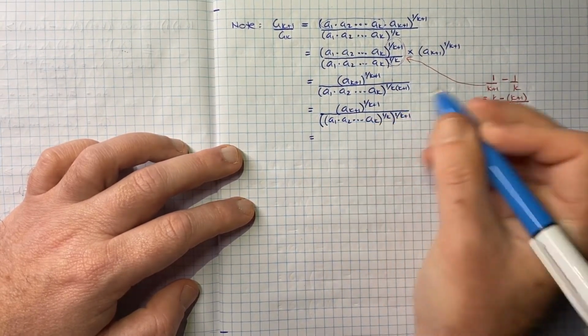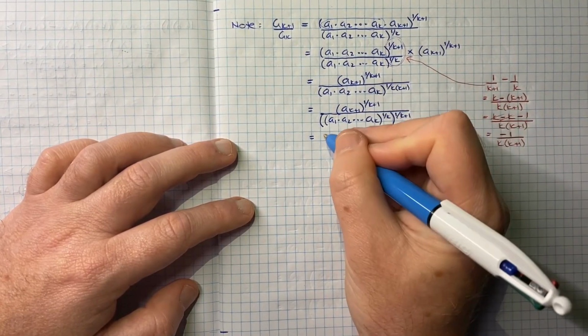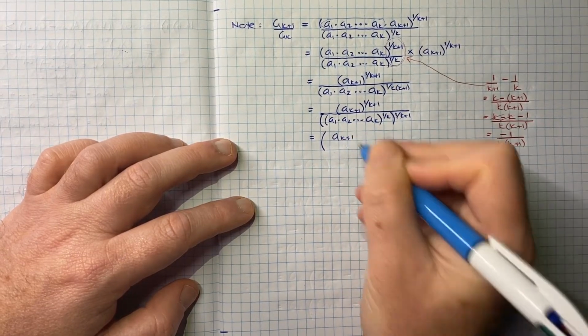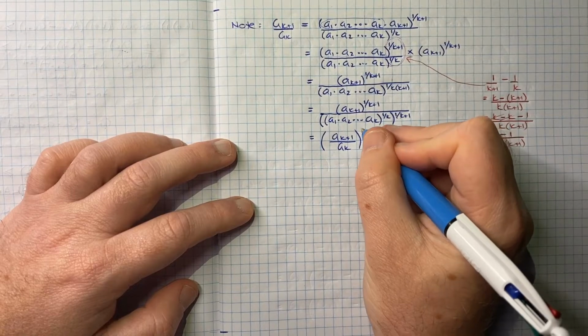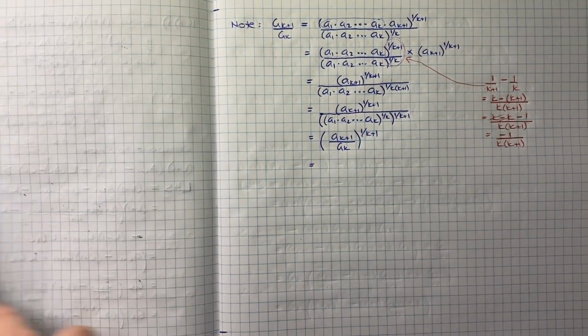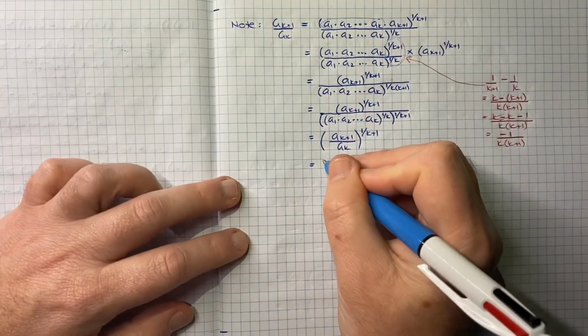Because now we can say, well, the top and bottom are both to the power of 1 on k+1, and really what we're dealing with is this a(k+1) on the top and gk on the bottom, all to the power of 1 on k+1, and that is the very definition of lambda k. So that is equal to lambda k.